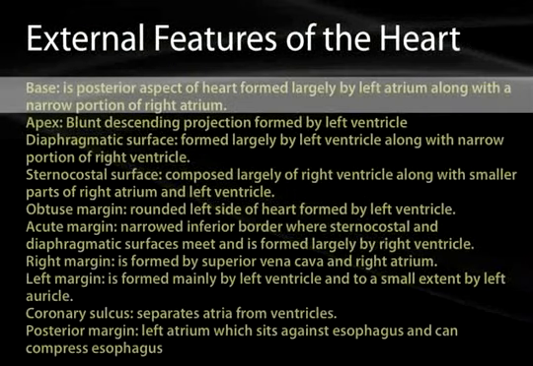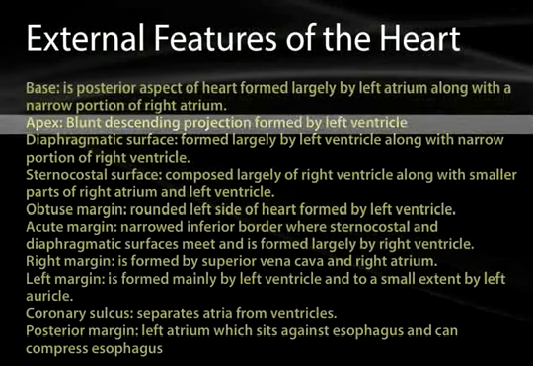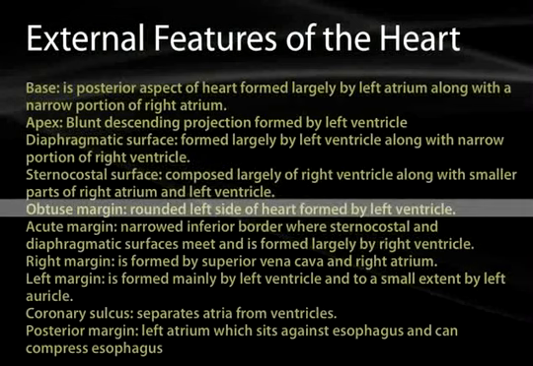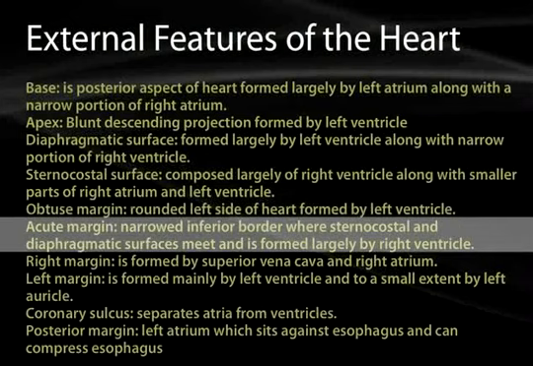Now let's look at some of the external features of the heart. We have a base, an apex, a diaphragmatic surface, a sternocostal surface, and then we can get into the margins. On the left, there'll be an obtuse margin, which is more rounded than the acute margin, which is a little bit more narrowed and on the inferior border.